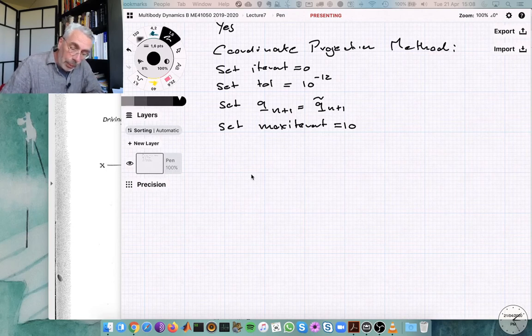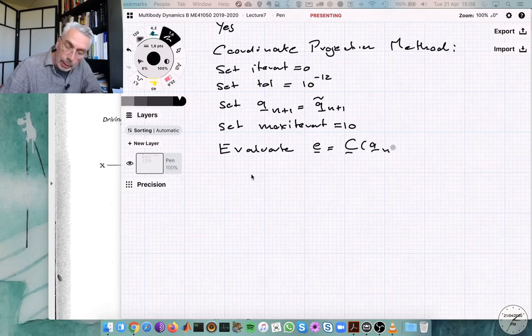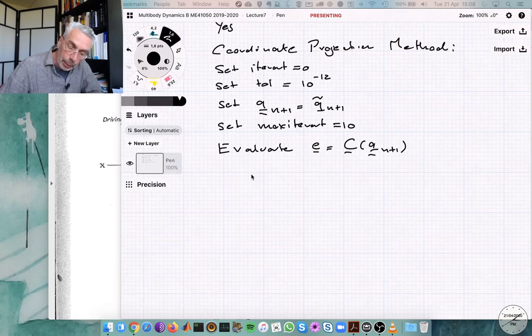So the first step is we have to evaluate our error. So evaluate what is the constraint. So the error, which is the constraint at this estimated position. Yeah, I underscore everything, okay, to show it's a vector.